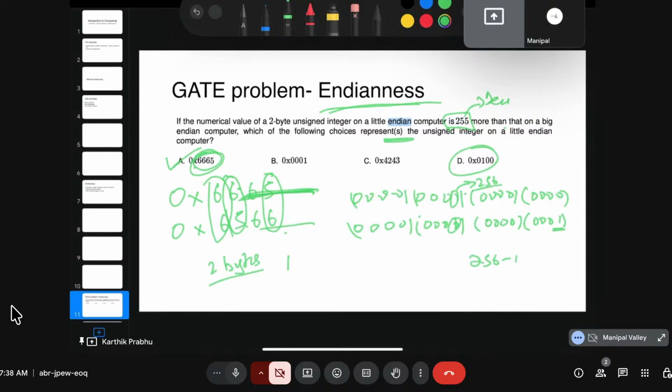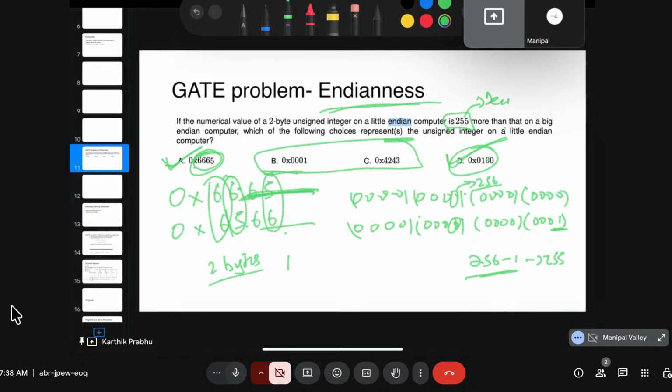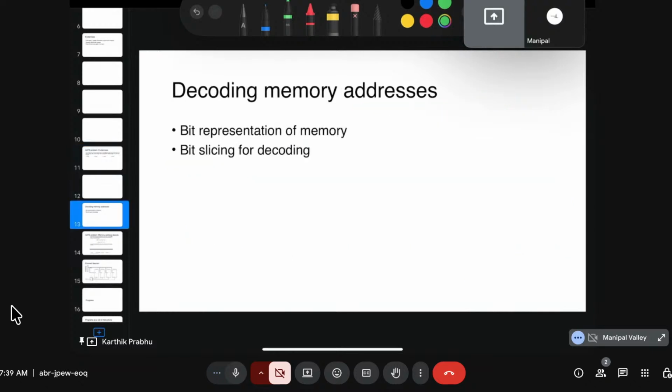This would be plus 256, this would be minus 1. This is 255. So this is also correct. So these are the answers. So we could eliminate these two and we only had to solve for these two. So these kinds of techniques are always useful for understanding problems. Okay. So endianness is covered.